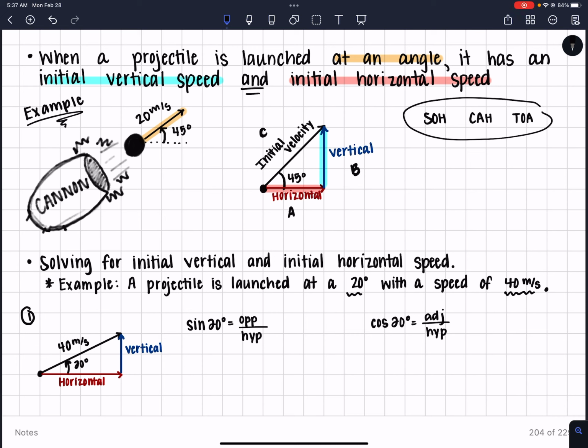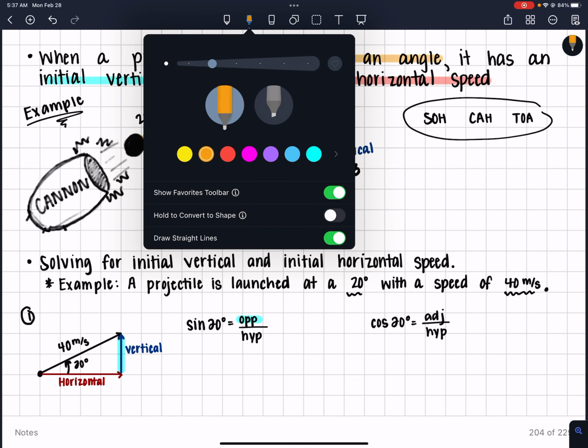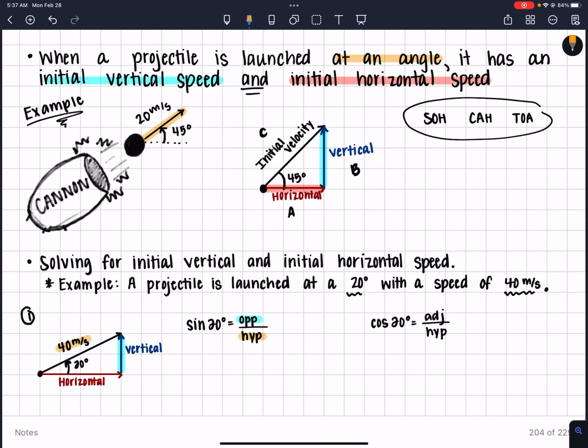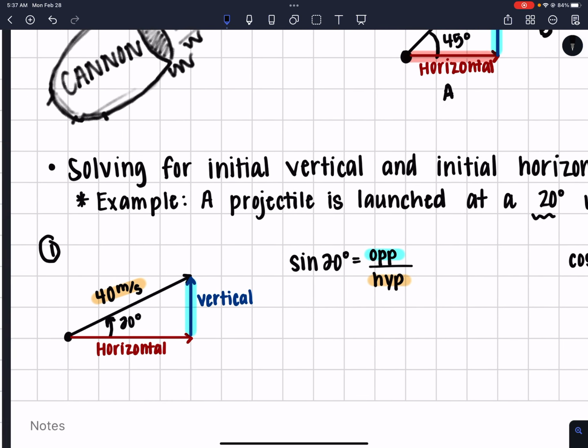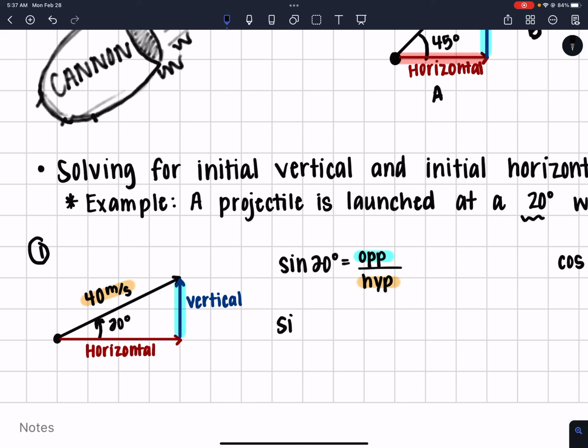I'm going to be using two trig functions in particular, sine and cosine. The sine function relies on the opposite side of my angle, which is my vertical speed, and the hypotenuse, which I know to be 40 meters per second. So if I were to plug in and solve, I would substitute in Vy for my vertical speed, my opposite side, and 40 for my hypotenuse, my 40 meters per second. Now Vy, my vertical speed, would be the variable that I'm solving for.